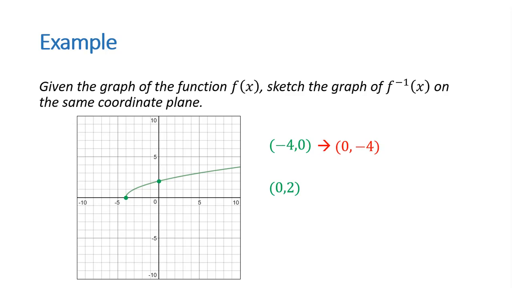Notice I didn't change the sign. I just changed which one was x and which one was y. And then (0, 2) becomes (2, 0). So I put those on my graph.